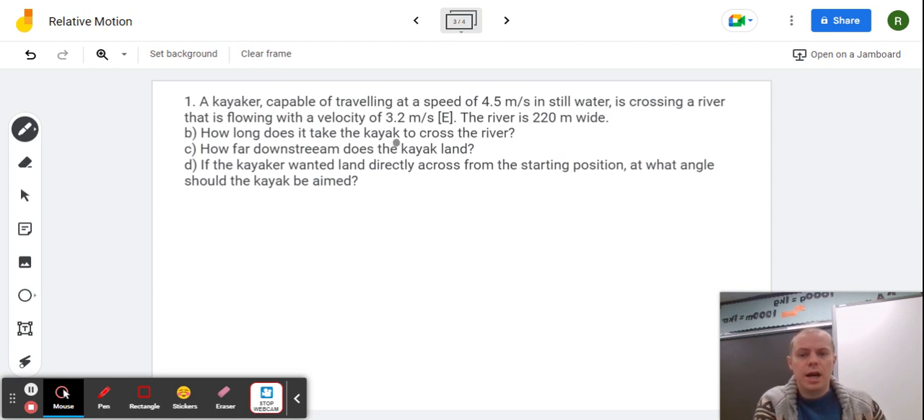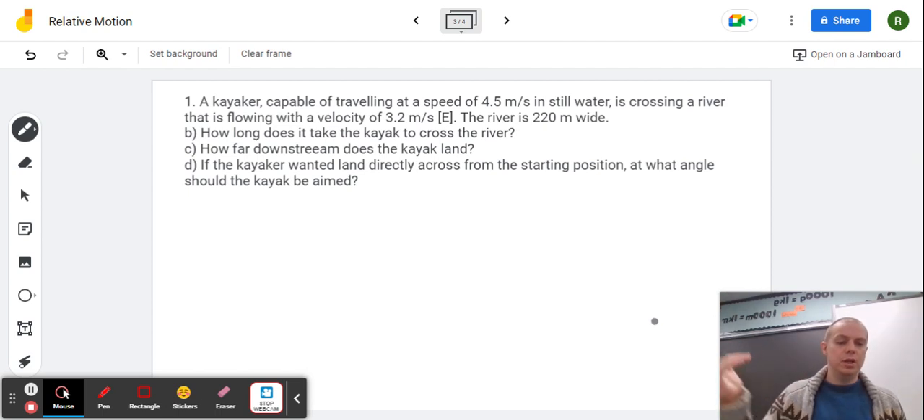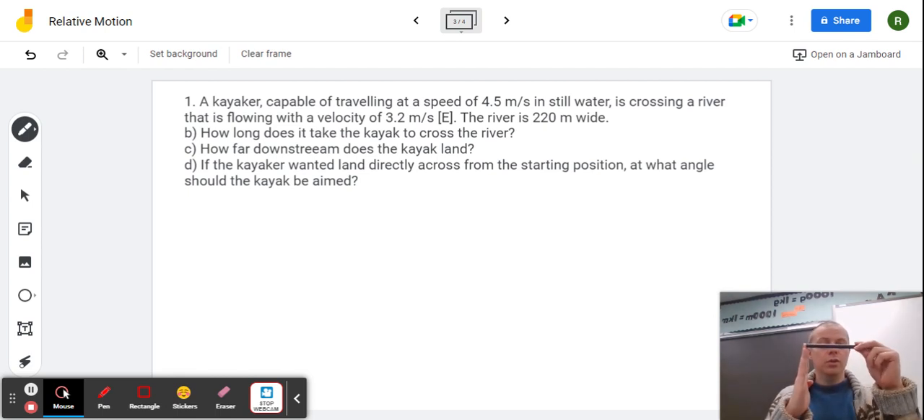So part B, how long does it take the kayak to cross the river? When the kayak is going across the river, whether it is going still or whether it is being pushed, it's going to take the same amount of time. Because the kayak was going north and the river is going east, those are perpendicular to each other, meaning they don't affect each other.